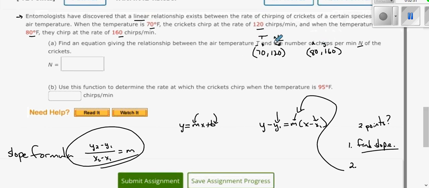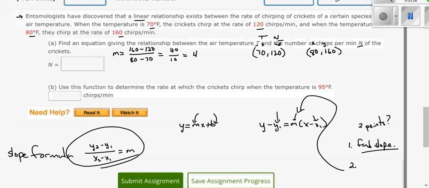So let me go back up a little bit and forget the t and n. Let's think x and y. So the slope formula equals, and I'm going to use first x, first y, second x. So y2 minus y1 over x2, 80, minus x1. 160 minus 120 is 40. 80 minus 70 is 10. So the slope is 4 over 1, or just 4.